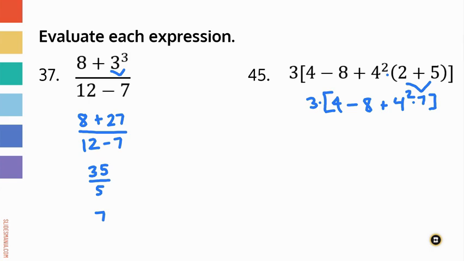Okay, inside of the brackets, I am going to now look for exponents. So I've got 4 squared. 4 squared is 4 times 4, which is 16. And then I'm just going to bring everything down. And then I'm going to continue to go inside of the brackets. So I've got multiplication. So 16 times 7.